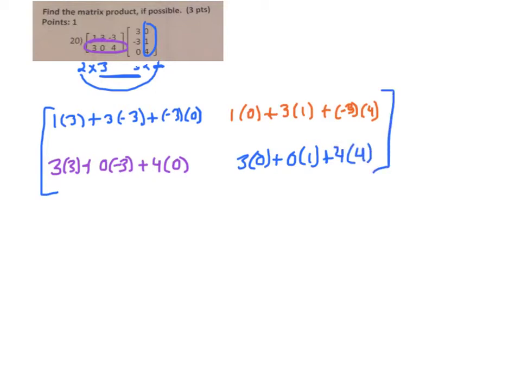Okay, so we need to work out what each of these is. One thing we can do is get rid of all of these that end up being 0. That's lovely. So what this ends up being is -6, -9, 9, and 16.